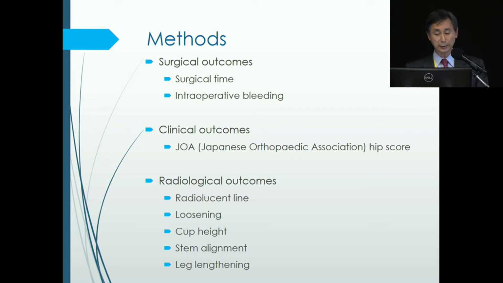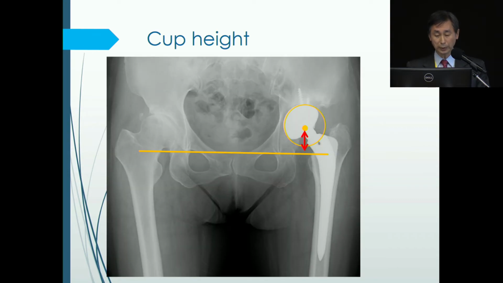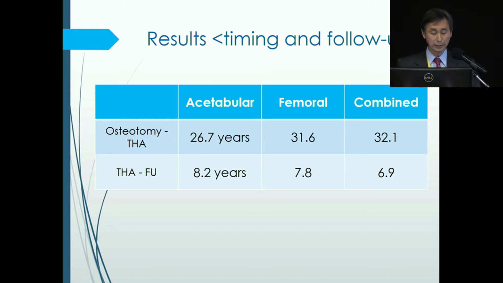We investigated the surgical outcomes such as surgical time and intraoperative bleeding, clinical outcomes such as JOA score, and radiological outcomes such as the lucent line, loosening, cup height, stem alignment, and leg lengthening. Cup height was measured as the distance between the inter-teardrop line and the cup center. The results: the interval between osteotomy and THA was around 26 to 32 years, and the interval between THA and follow-up was around 7 to 8 years.